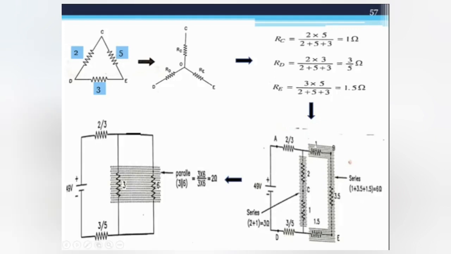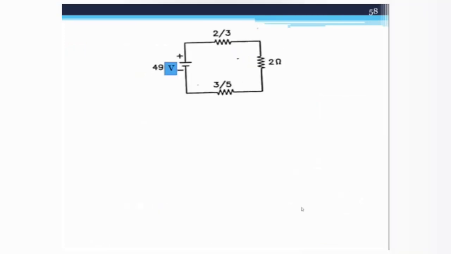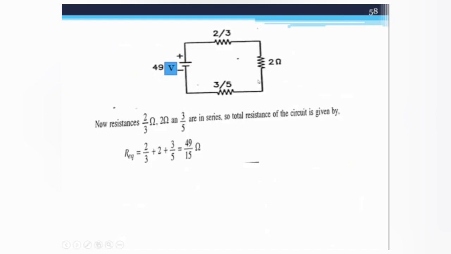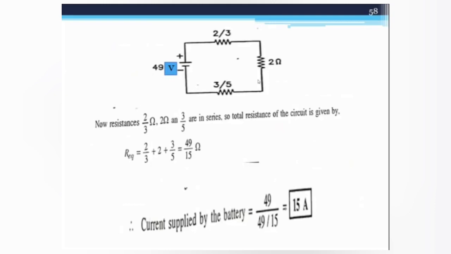So the circuit becomes like this one and these 3 ohm and 6 ohm are connected in parallel. So the equivalent of that is 2 ohm. So we replace that with 2 ohm. And after that, these 3 resistors are connected in series. So we can find the equivalent resistance is 49 by 15 ohm. So the voltage is given, the resistance is there. So by applying Ohm's law, you can find the current is equal to V by R. So we get the current supplied by the battery is 15 ampere.